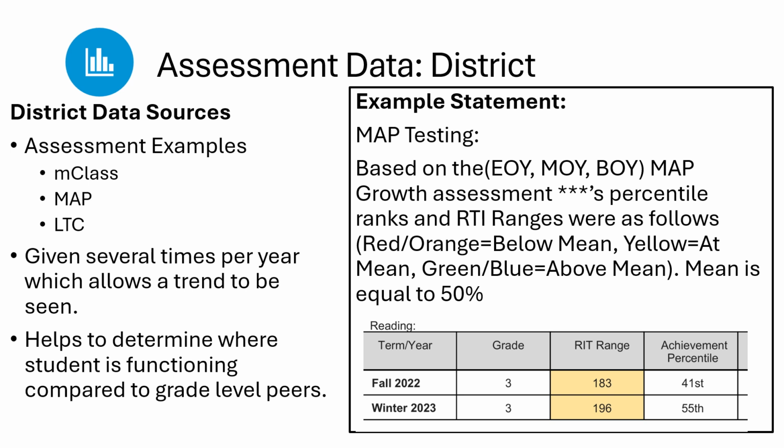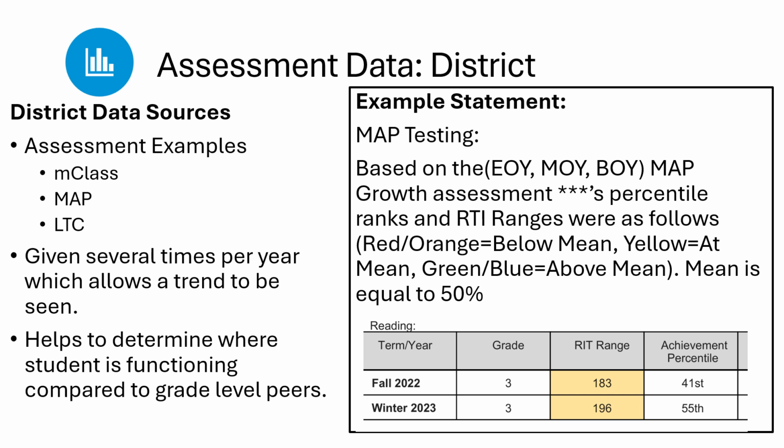And it's nice because a lot of times these assessments will tell us where a child is functioning compared to grade level peers. So the example I'm going to talk about comes from the MAP test. I'm going to go down and look at the chart, and we can see that the beginning of the year for third grade, the child was at the 41st percentile, and then winter of 2023, which is middle of the year, this child's reading was in the 55th percentile.